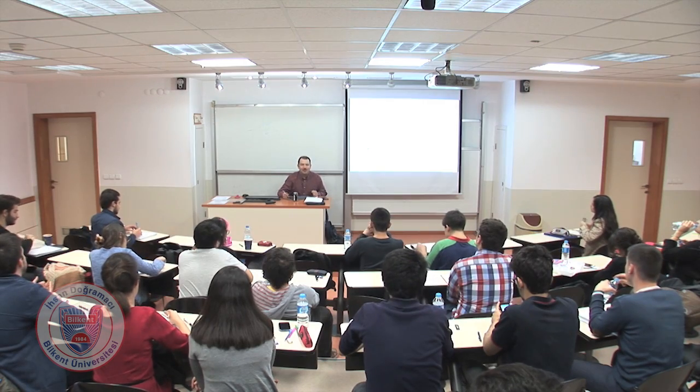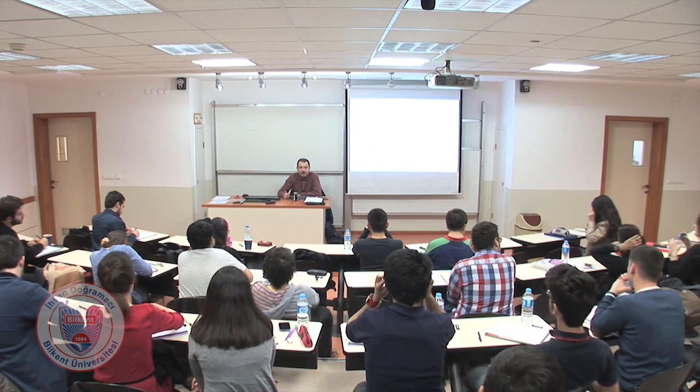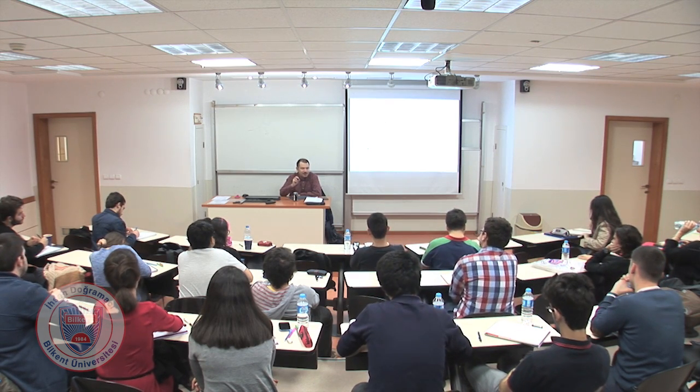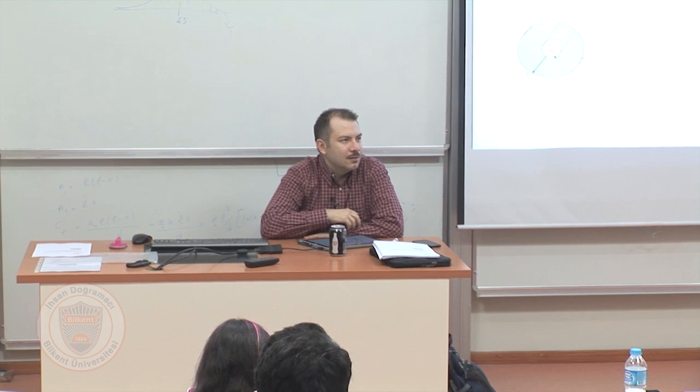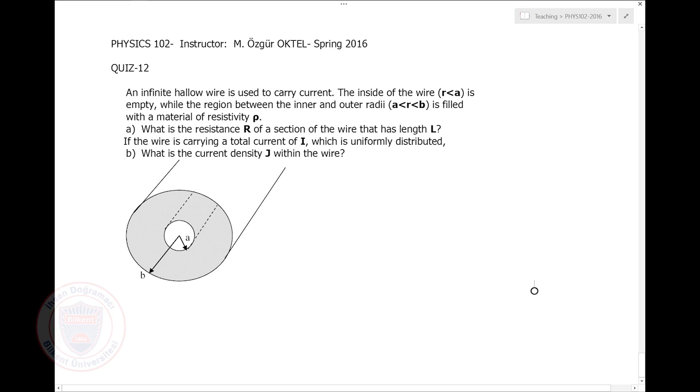So we started with a quiz. Let's quickly solve it. Now I have a hollow wire, which means it's empty on the inside. So there is an inner radius A and outer radius B. Let me first solve the second part. What is the current density J within the wire?